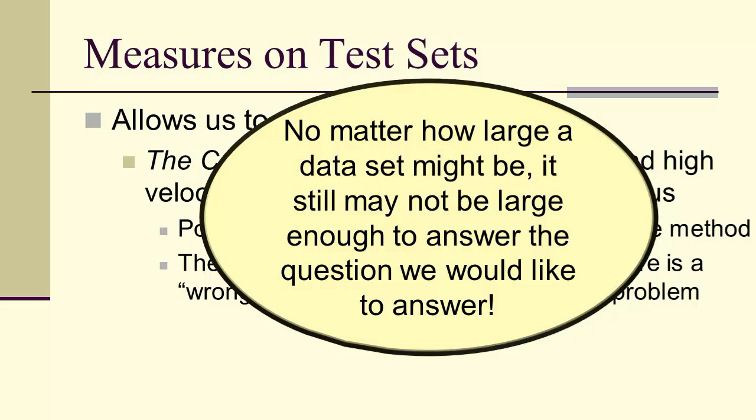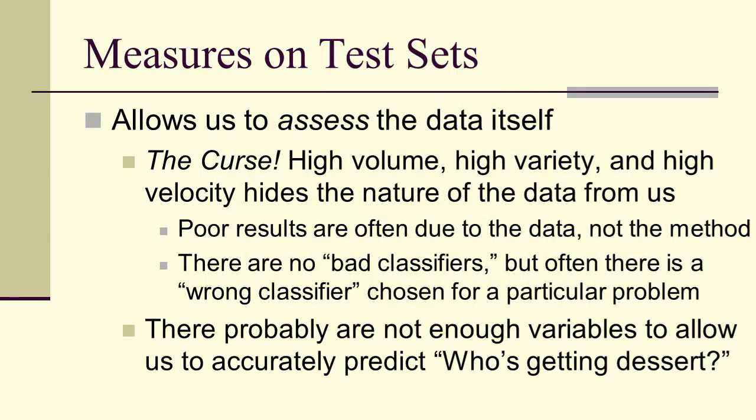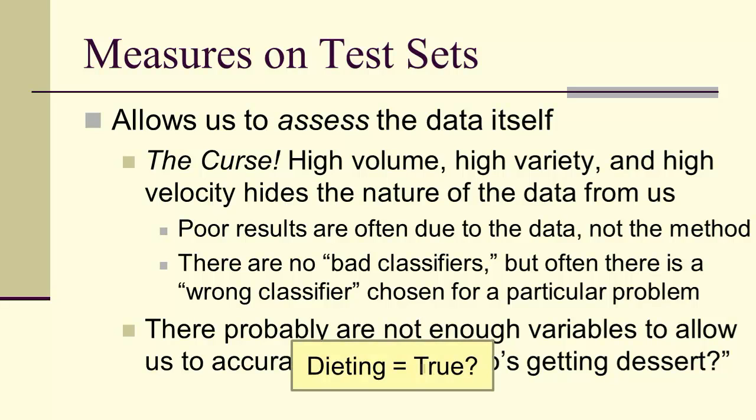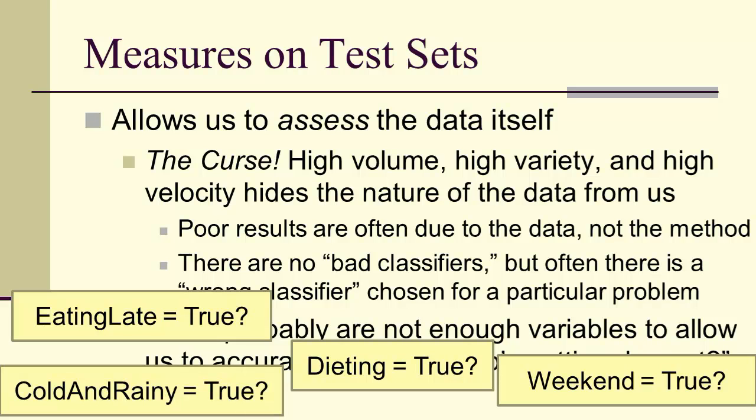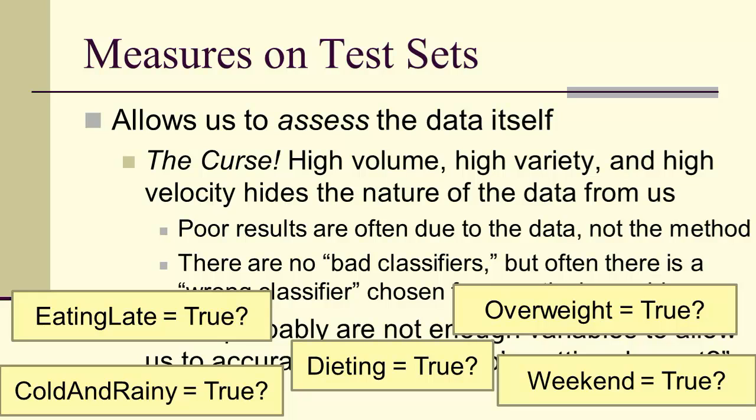So we work with extremely large data sets, but believe it or not, the biggest problem we have is that data sets really aren't large enough. For example, in the getting dessert data, we really don't have enough variables to accurately predict who's getting dessert. There are many issues that we would like to have measurements for that we suspect would probably have something to do with the decision. Are they dieting? Are they eating late? Is it the weekend? Is it cold and rainy? Are they overweight?